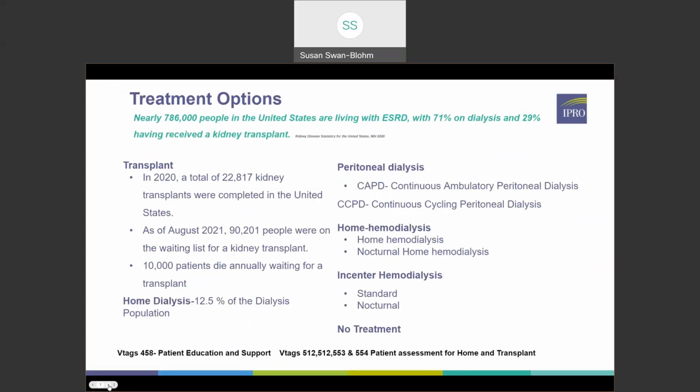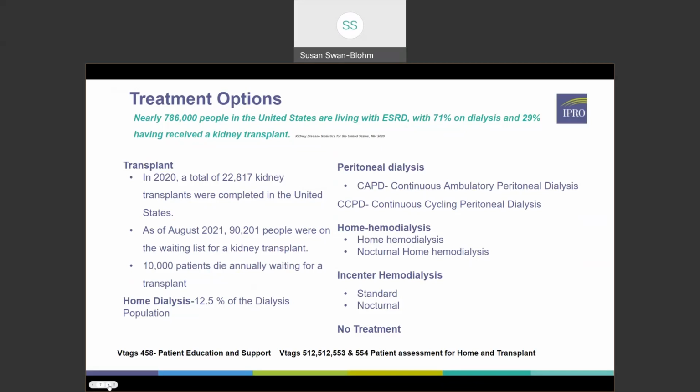Nearly 786,000 people in the United States are living with end-stage renal disease, with 71% on dialysis and 29% who have received a kidney transplant. Patients may have options to consider as they approach CKD stage 5. As professionals, it is our duty to assist each patient in making modality decisions that fit their individual priorities and goals to ensure each patient thrives despite their kidney disease.